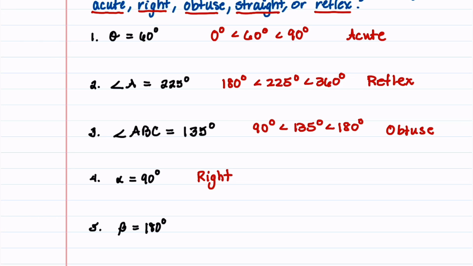And the last one, beta, is 180 degrees. And so that means beta is a straight angle. I hope that you now have a better understanding of how to classify angles as acute, right, obtuse, straight, or reflex.